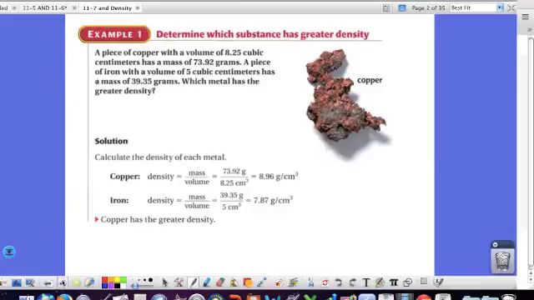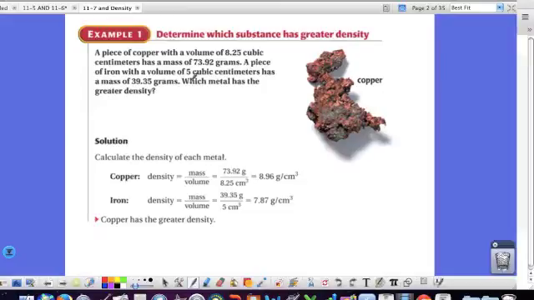So determine which substance has a greater density. This is also used later in science to figure out which objects will be better for a certain activity. So for instance, a piece of copper with a volume of 8.25 cubic centimeters has a mass of 73.92 grams. Then we have a piece of iron with a volume of 5 cubic centimeters, has a mass of 39.35 grams. Which metal has the greater density?